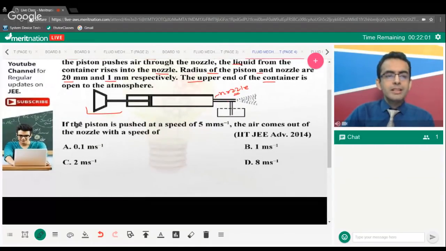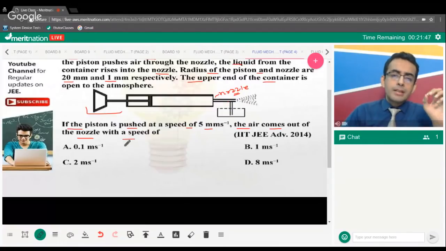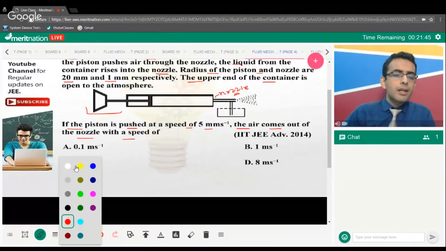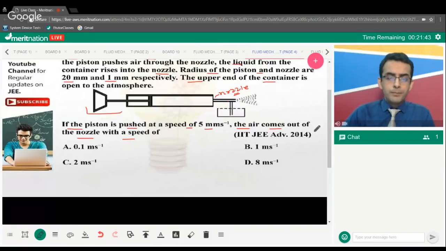The question says that if the piston is pushed at a speed of 5 millimeter per second, the air comes out of the nozzle with a speed of. So in this question, what are we required to do? In this question, we shall apply the equation of continuity.